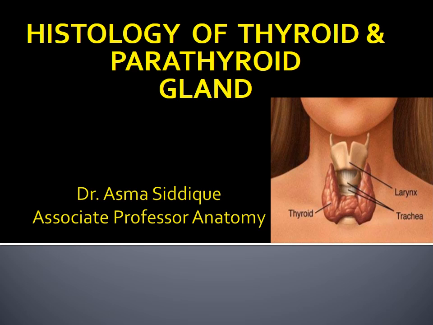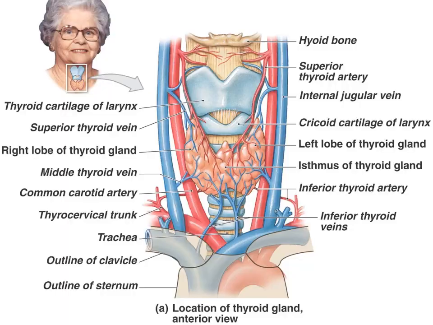These are also very important endocrine glands in the human body. So first of all, the thyroid gland, which is present in the anterior part of the neck in the cervical region. This is lying anterior to the larynx and upper part of the trachea.